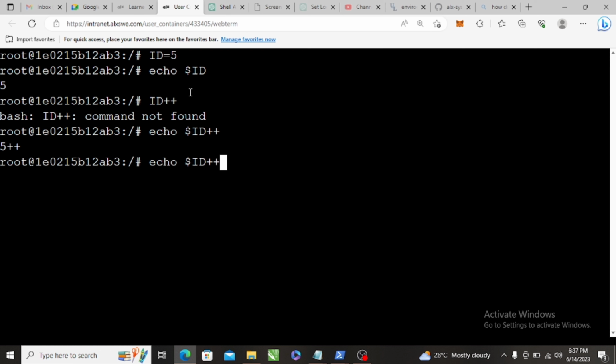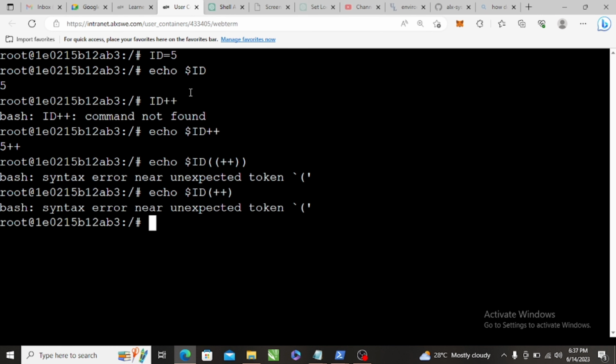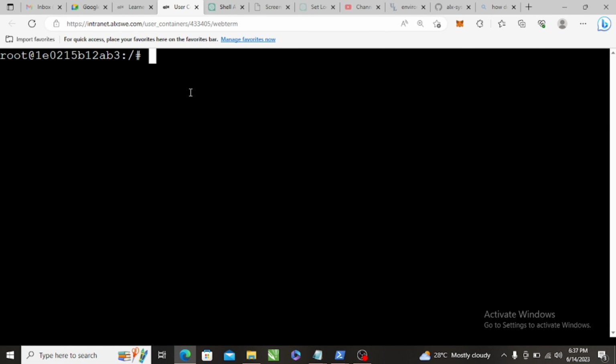Let me do it this way. 5 plus plus, let me do this one in brackets. I'm not sure, I'm just trying this out. Let me remove one curly brace. I'm not sure this will work, but it's still not working. So basically that's how it works: it adds 1 to it, and the minus subtracts 1. That's the meaning.